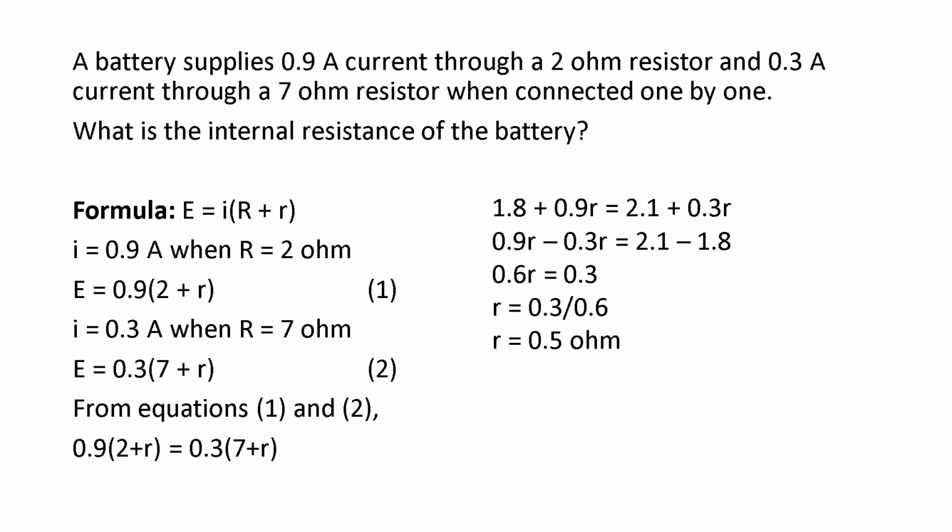See, on the right hand side, the equation is solved. Follow the steps. You will find that small r, that is the internal resistance of the battery, is 0.5 ohm.